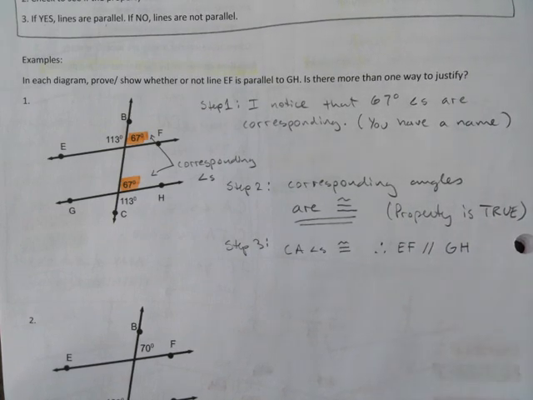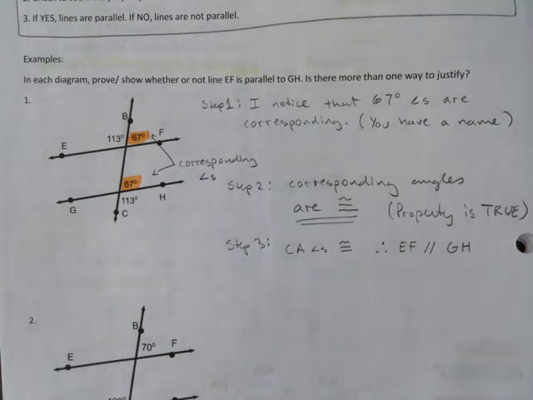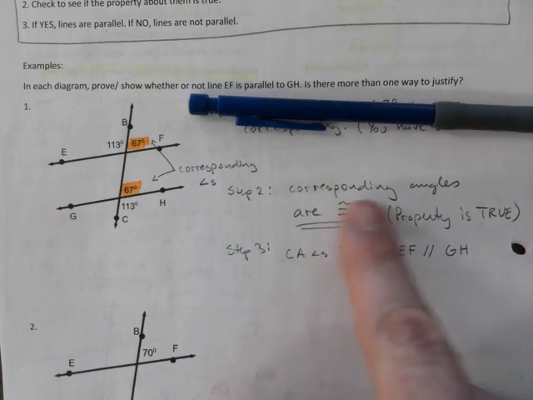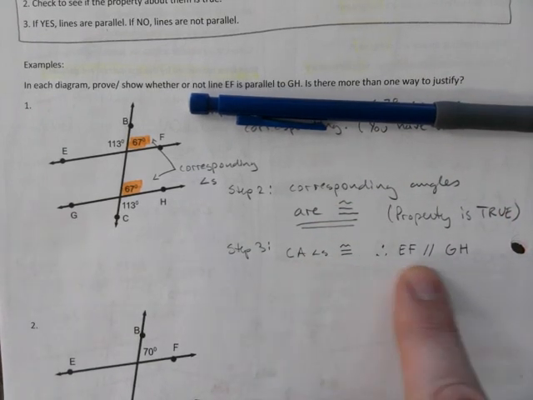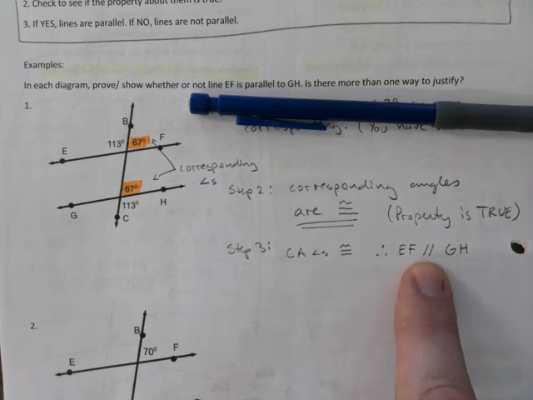The symbol for not being parallel, guys, is just crossing it off like this, or you can actually just write not parallel. It's up to you how you want to do it. There's a very high chance that you're going to skip step one in the future and jump straight to step three: corresponding angles are congruent, therefore the lines are parallel.